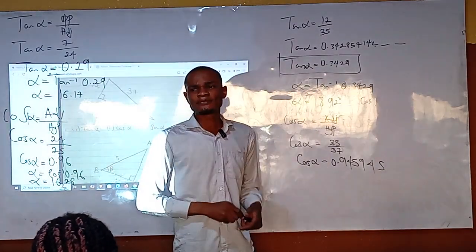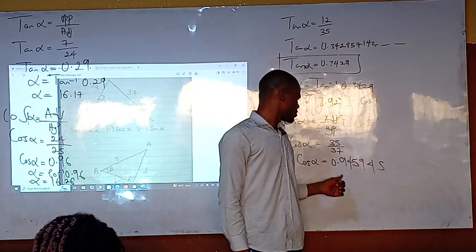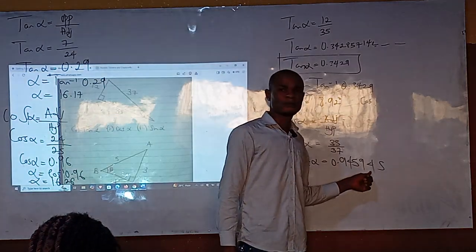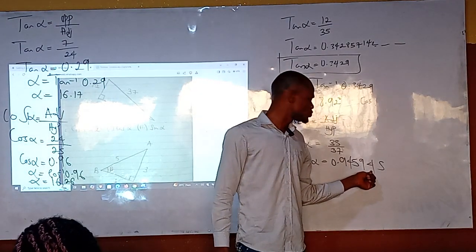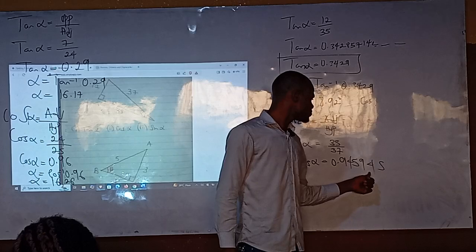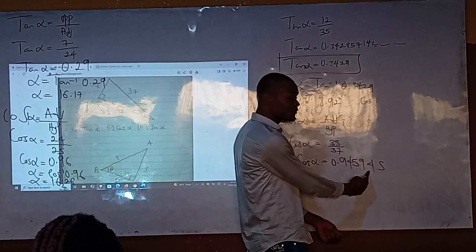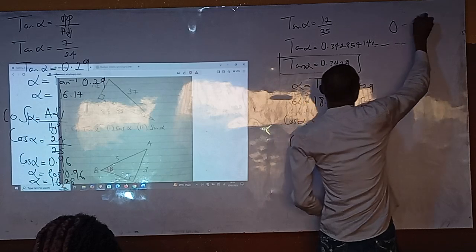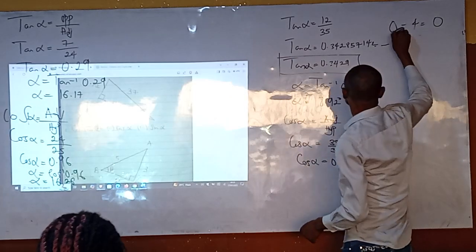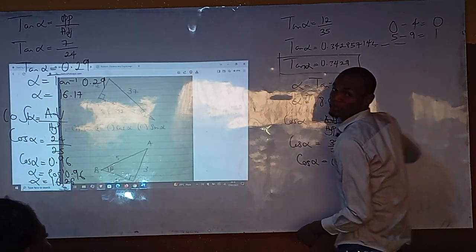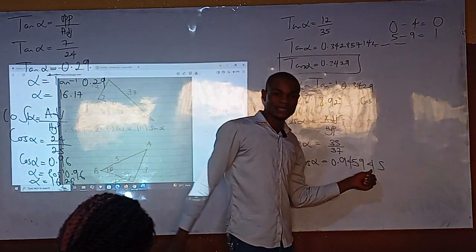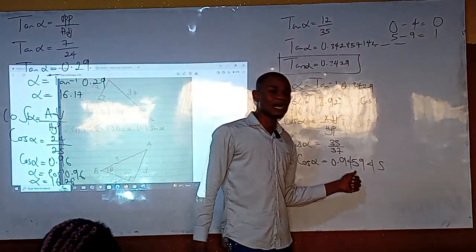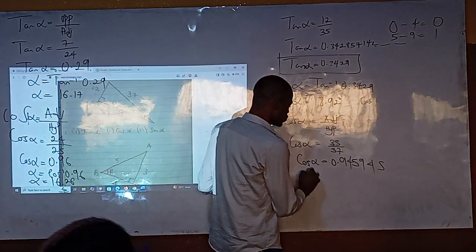We target 5 numbers after the point. What are the 5 numbers? 1, 2, 3, 4, 5. And approximate what? This is the 5th one, right? The numbers from 0 to 4, in approximation, they will become 0. 5 to 9, they become 1. Our value is 0.9459.